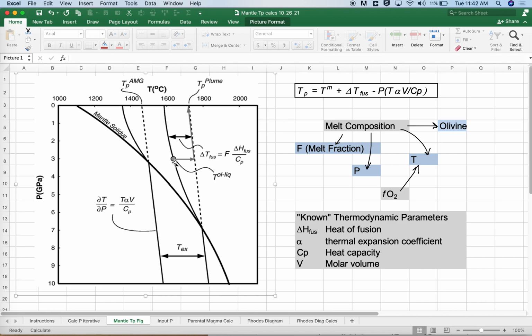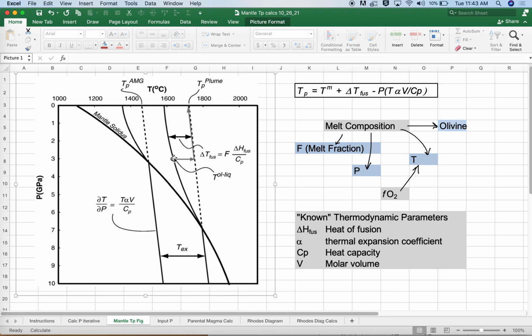Now, as this material rises upwards, it's generating more and more amounts of melt because it's higher above the solidus. The solidus is flatter than the adiabat, so the higher we rise up towards the surface, the higher the adiabat is above the mantle solidus, and so the more melting we get, and so we have this much more significant cooling path.